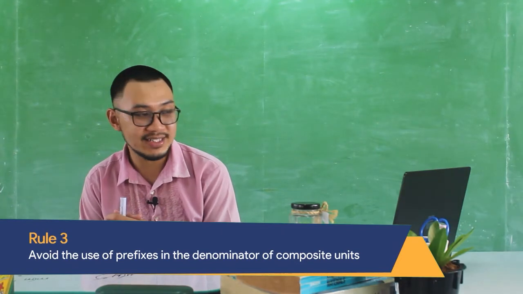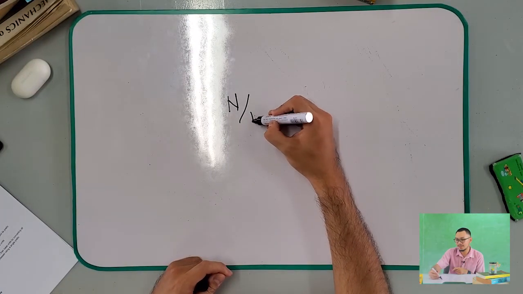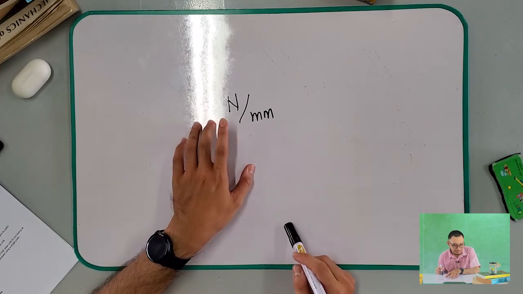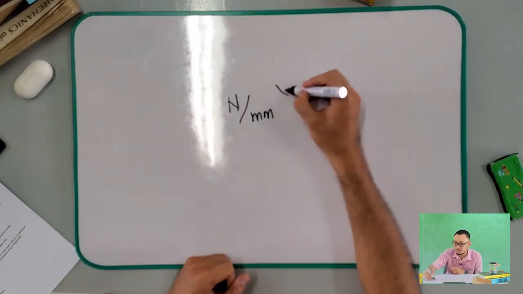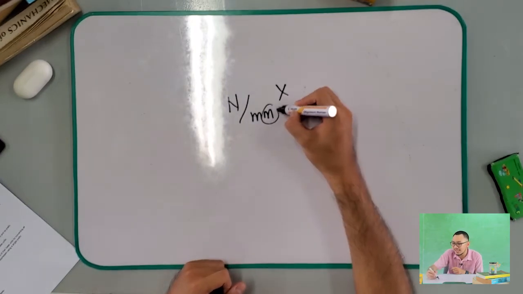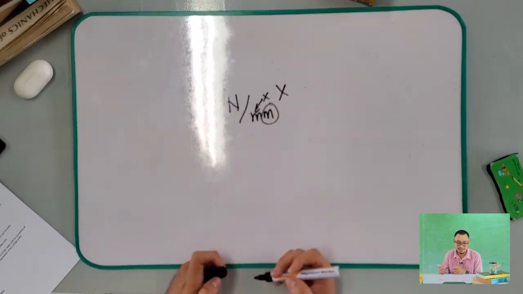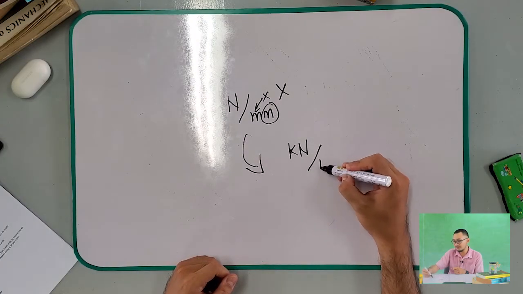Okay. Rule number 3. Avoid the use of prefixes in the denominator of composite units. Say, for example, you have Newton per millimeter. This is wrong. Okay, it looks fine, but technically, when you apply this rule, this is wrong. Why? Meter should be our denominator. No prefix. This is not allowed. Our denominator should have no prefix. The correct thing to do is to make it kilonewton per meter.